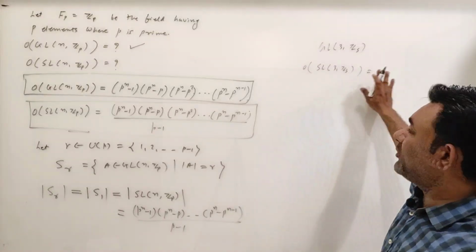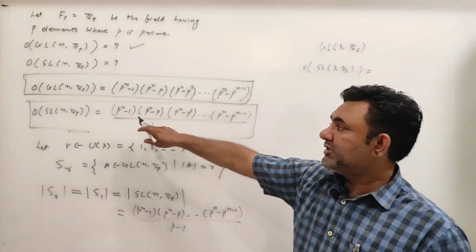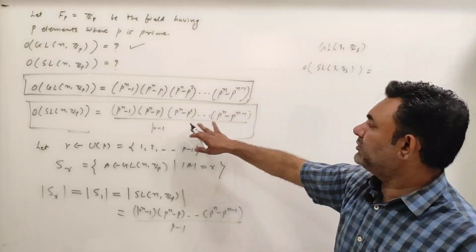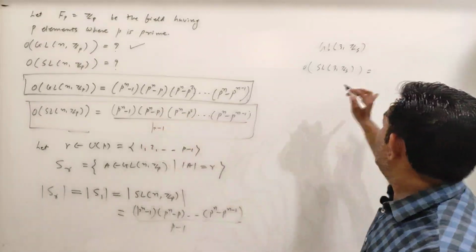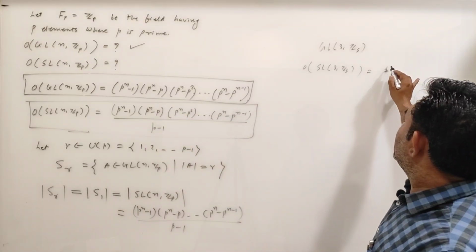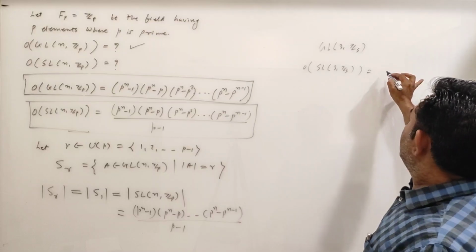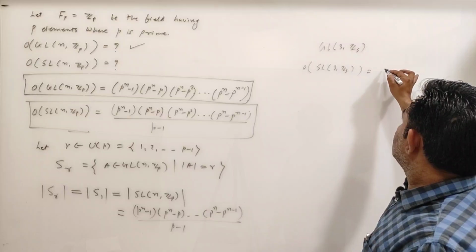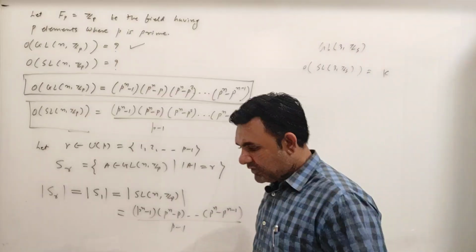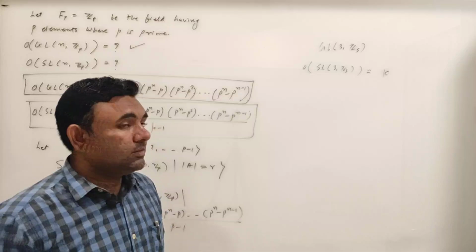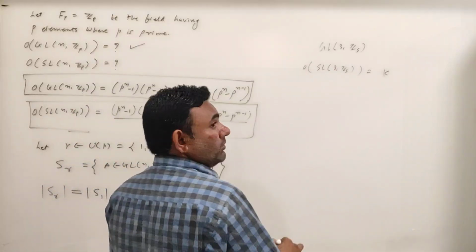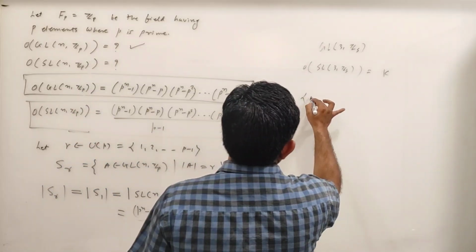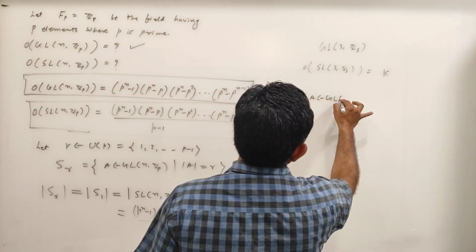सो आई एम नॉट गोइंग टू फाइंड दैट ऑर्डर, बट यू कैन फाइंड, you just take P equal to 5 and N equal to 3 and you just calculate. So that will be a number. For example, say this number is, what I say it is K. Right? Now you consider A belongs to GL.